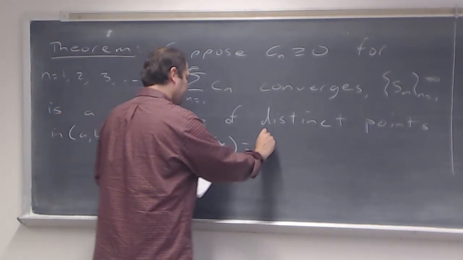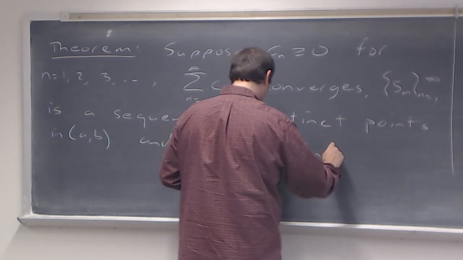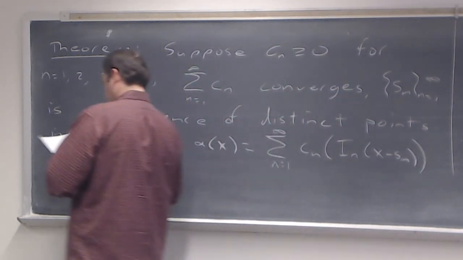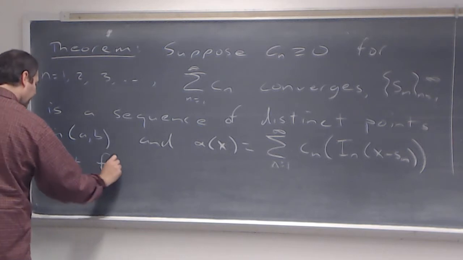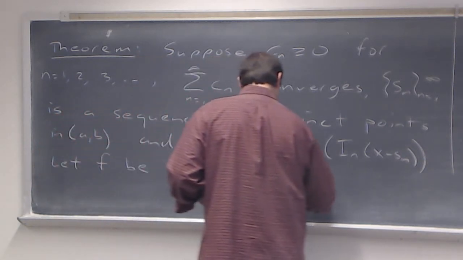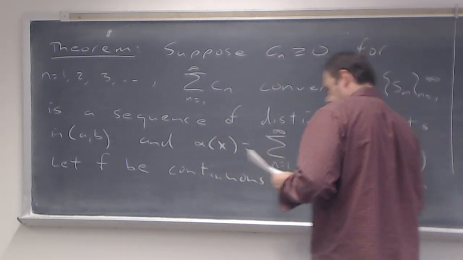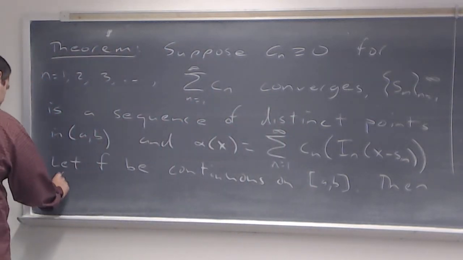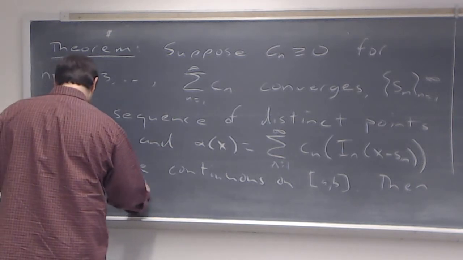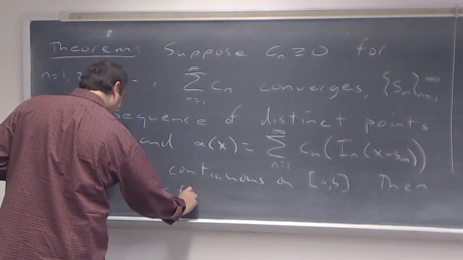alpha of x is equal to the sum, as n runs from 1 to infinity, of C sub n times the step function I acting on x minus S sub n. We're also going to let f be continuous on [a, b]. Then the conclusion is that the integral from a to b of f d alpha is equal to the sum, as n runs from 1 to infinity, of C sub n times f of S sub n.